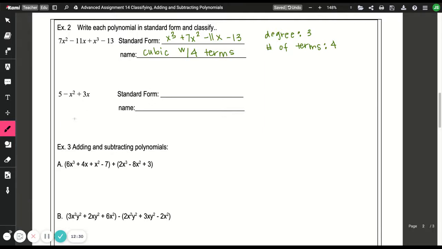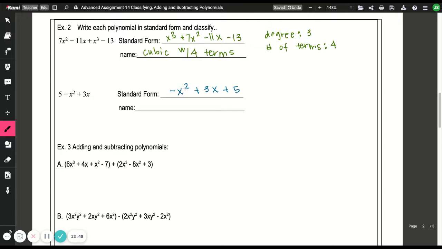We're going to write it in standard form. So the x squared is the highest exponent. And remember to use the sign in front of it, so it's a negative x squared, and then plus 3x plus 5.